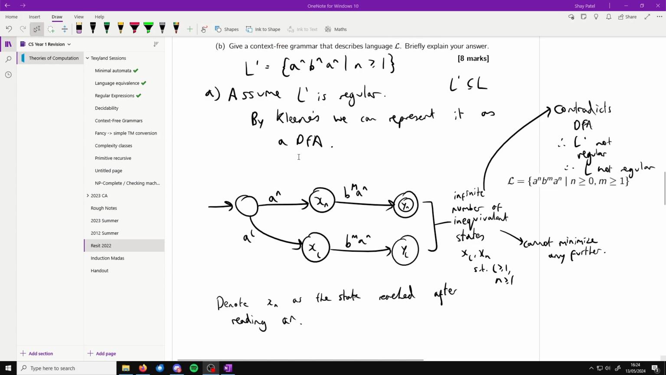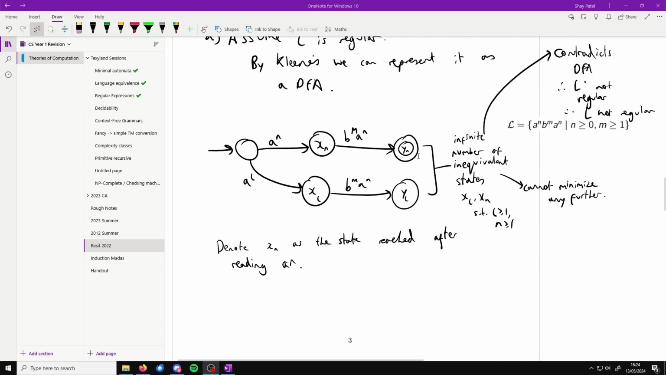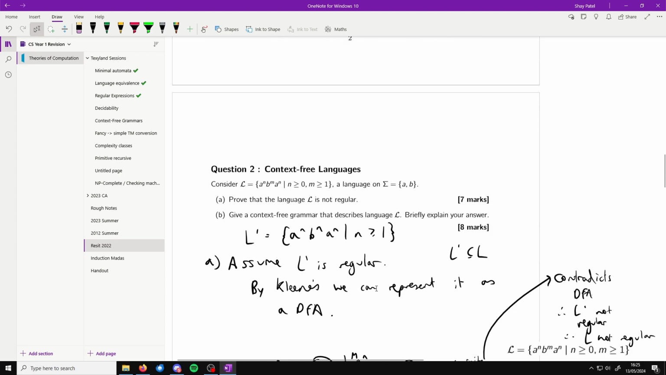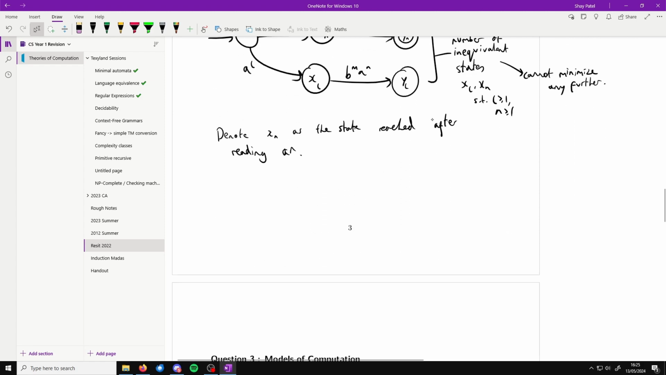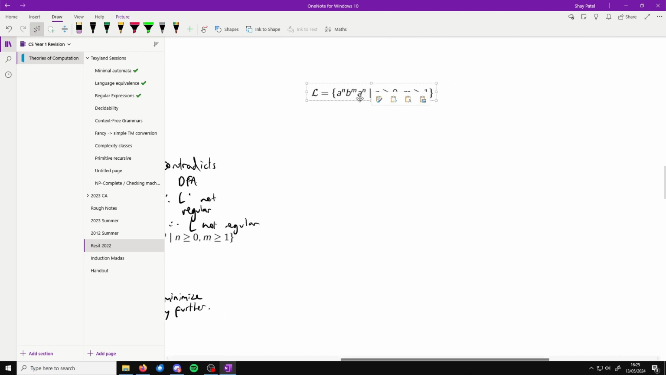But yeah, let's carry on with the 2022 paper. So we did question 2 with this regularity proof. Question 3, models of computation. Are these propositional formulas satisfiable? Ooh, we've got some maths and logic in here. Not complaining. I don't expect we'd be asked something like this, but let's see if we did 2b. There is a 2b. Give a context-free grammar that describes language L. Briefly explain your answer. So a context-free grammar that represents this language here.